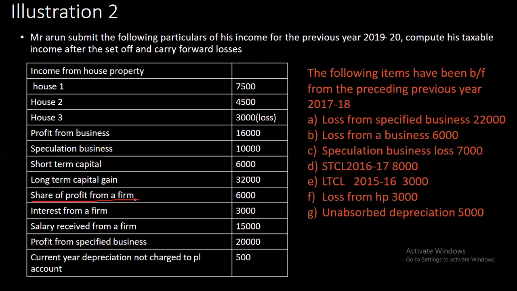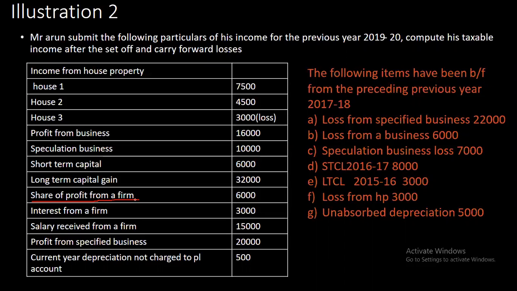The share of profit received from a firm cannot be taxable, because the firm has already paid the tax on the profit. From the profit, the firm issues the share of profit to the members. So the individual assessee doesn't need to pay tax on the profit received from the firm.